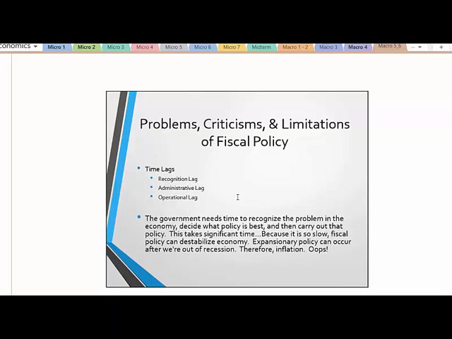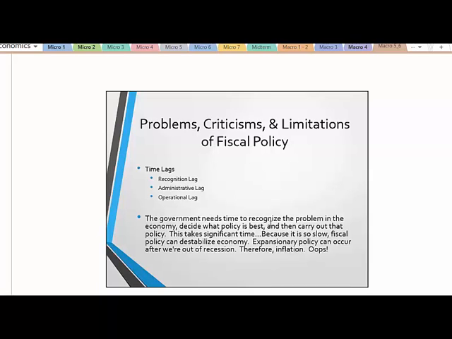We first need to recognize what the issue is in the economy. Is there a recession? Is there inflation? Are we out of a recession or not? These are all questions that are really hard to answer and hard to identify. We then need to figure out what we're going to do in order to solve this problem. That's going to be the administrative lag. And the last thing is we need this fix that we've just enacted to take place and to start working and to start fixing the problem. That's going to be the operational lag. So we've got these three things.